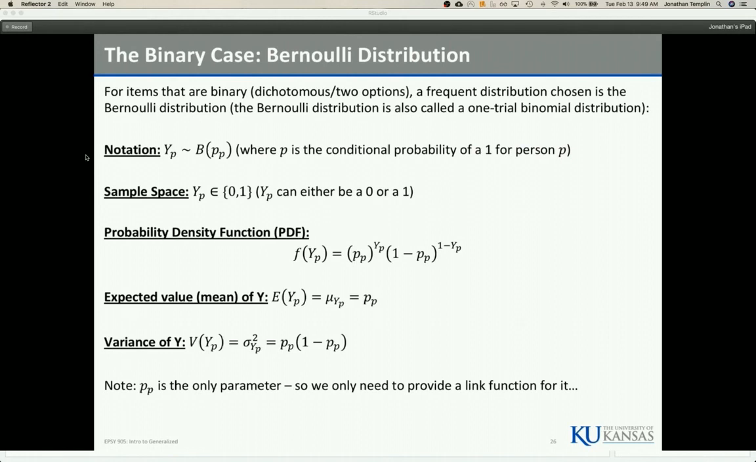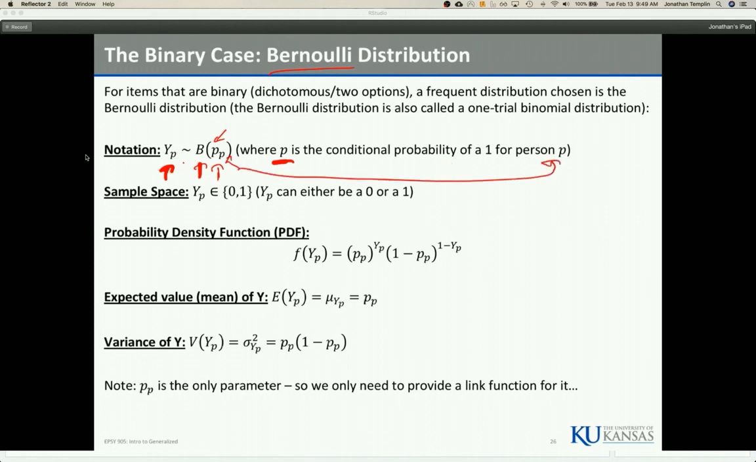So, enter the Bernoulli distribution, often called a binomial distribution. That's the type of distribution we're going to be using for this outcome. So this is sort of a description of what this distribution looks like. The notation we typically use is that our outcome is distributed as B, where B stands for Bernoulli, with a predicted probability for each person. So P, the capital P, is the probability, and lowercase p is for a person.